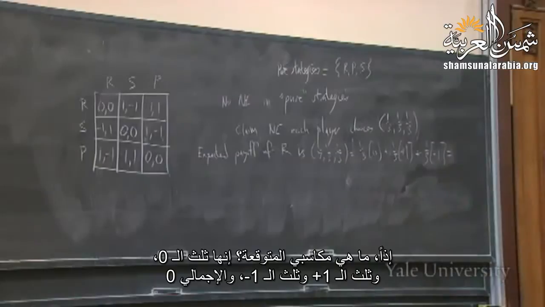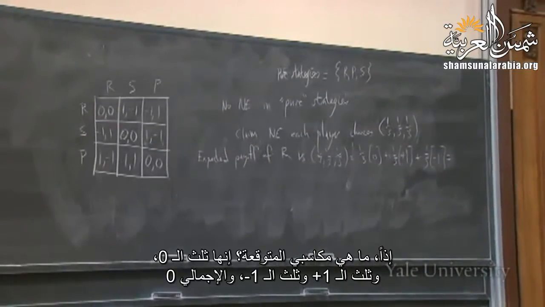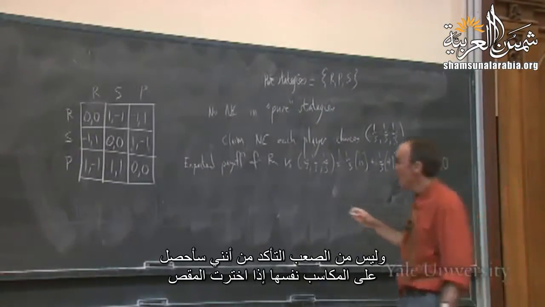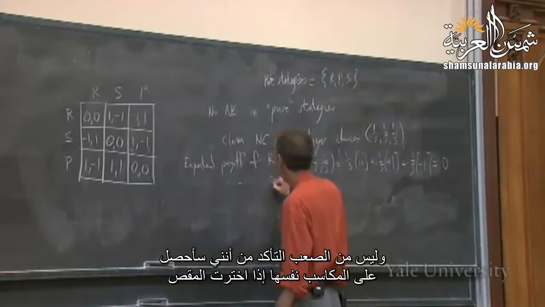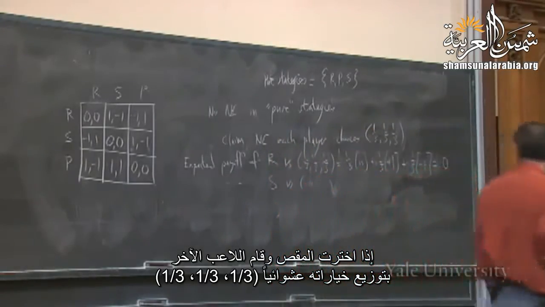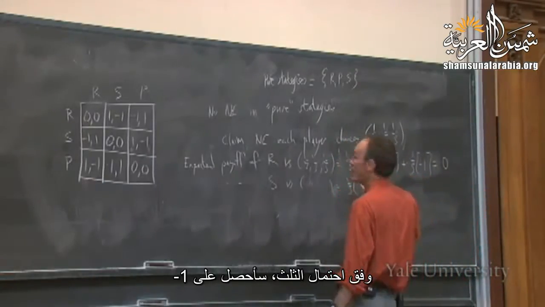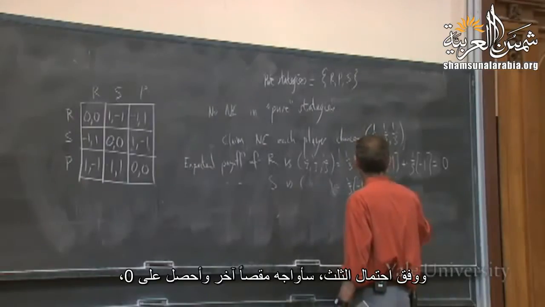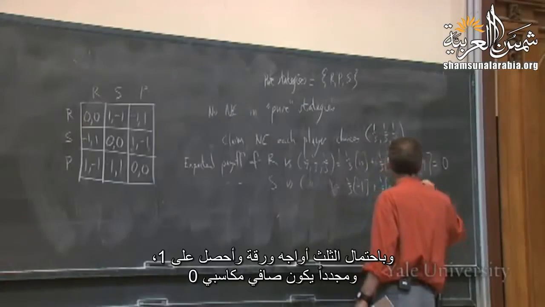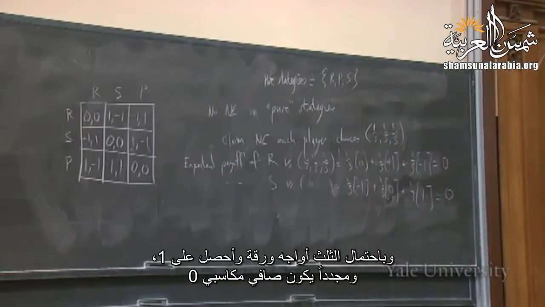So my expected payoff is what? It's a third of 0, a third of +1, and a third of -1, for a total of 0. Right? And it's not hard to check that the same is true if I chose scissors. If I chose scissors and the other person is randomizing a third, then with probability a third, I will get -1. With probability a third, I'll meet another scissors and get 0. And with probability a third, I'll meet paper and get 1, and once again, it nets out at 0.